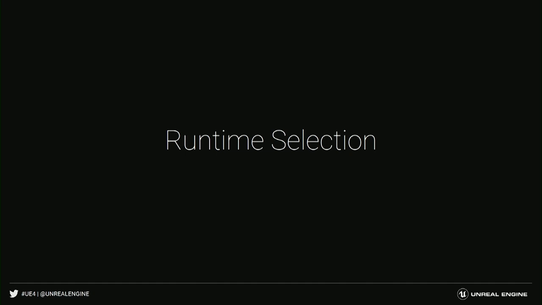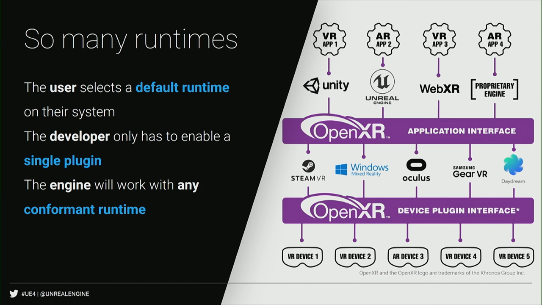Now, there's no viable way for us to validate that this matches any user preferences that may exist, if they have any. For example, if the user just wants to use Steam VR no matter what with their Oculus headset, there's no system-wide setting to dictate that. OpenXR fixes this. The user gets to decide.